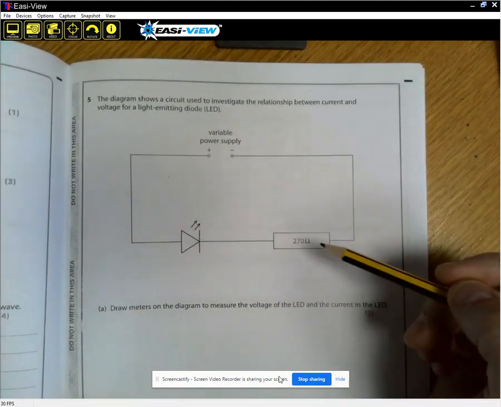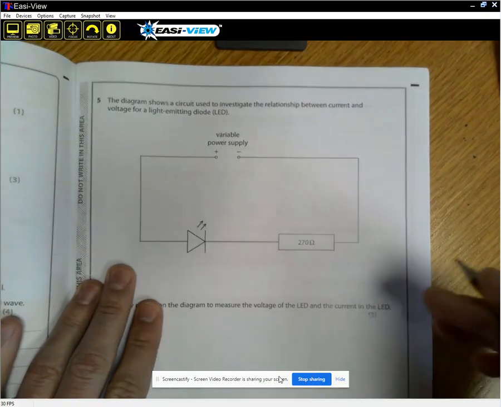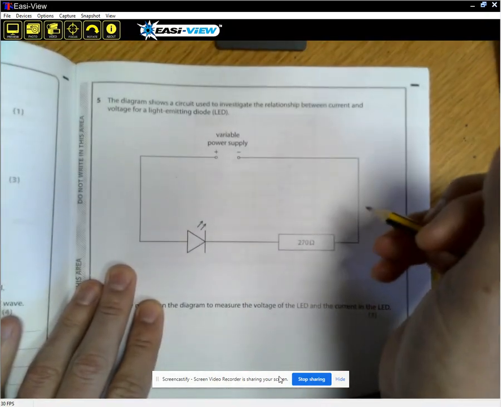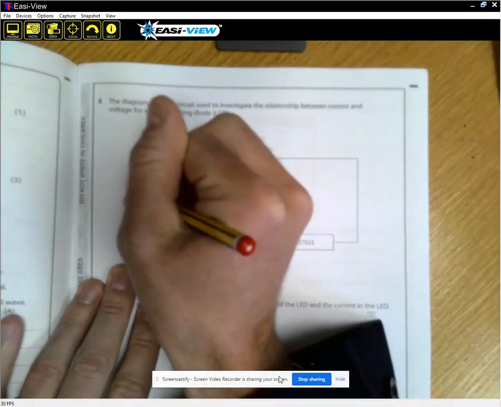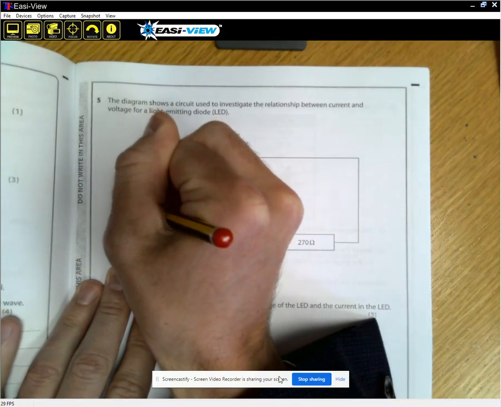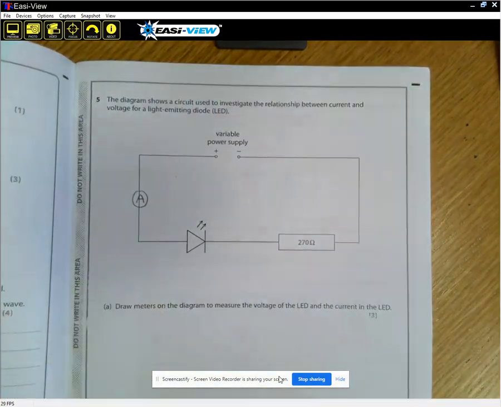So it's already drawn for you. So if you want to find the current, you're going to have to draw the ammeter somewhere that's already on these wires. So I can have the ammeter anywhere in the circuit as long as it is in series. So anywhere in the circuit will be in series. So a circular symbol with a clear capital A is the correct symbol for an ammeter.